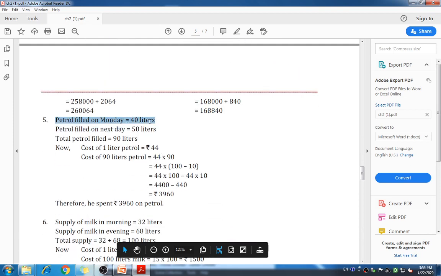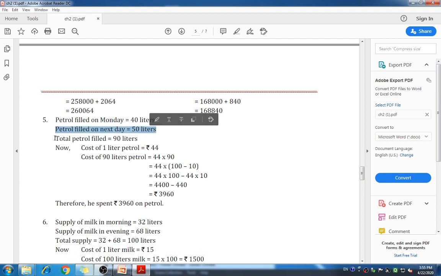Petrol filled on Monday is equal to 40 liters. Petrol filled on the next day is 50 liters. So total petrol filled is 90 liters. Now the cost of 1 liter of petrol is rupees 44. The cost of 90 liters of petrol is rupees 44 into 90. So how can we do it?